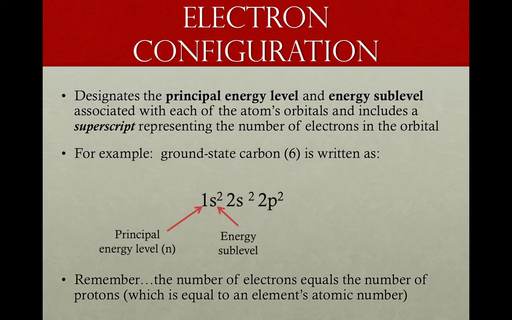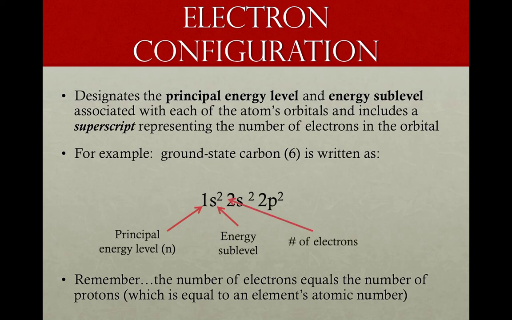The next is the energy sublevel, or the letter. Remember, that gives you the shape. S are spheres, P are dumbbells. You don't have to worry about the shape of D and F. And that also tells you the max that can fit there. Remember, an S can only hold 2. Doesn't matter if it's a 1s or a 2s, as long as it's the letter S, the max number of electrons is 2. P can hold 6, D can hold 10, F can hold 14.